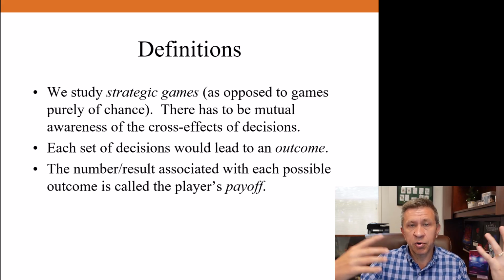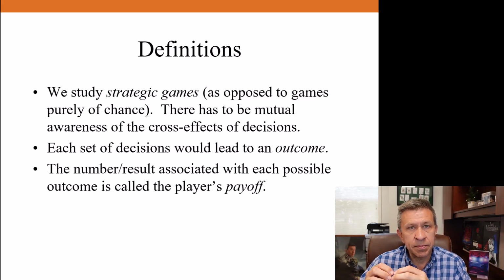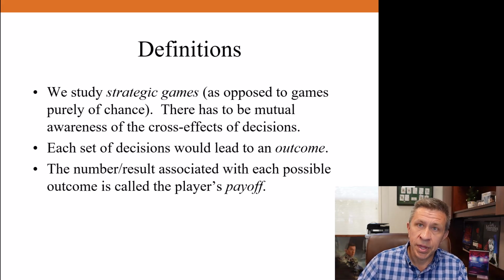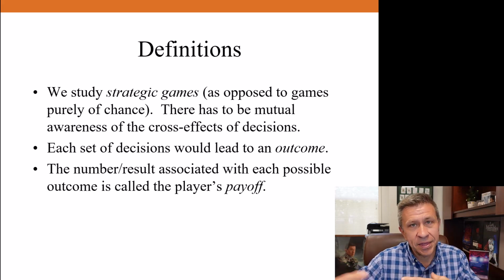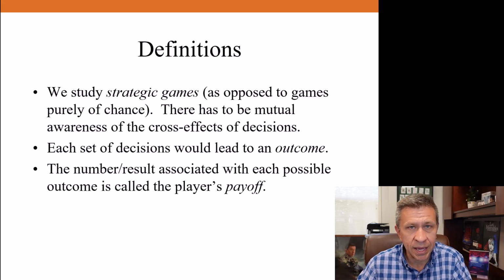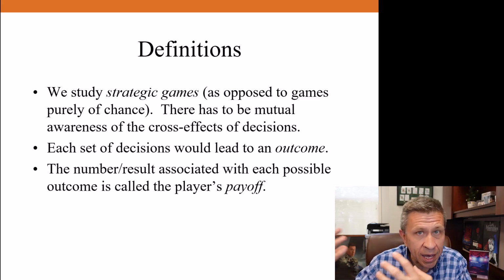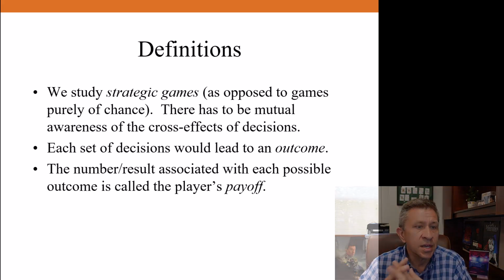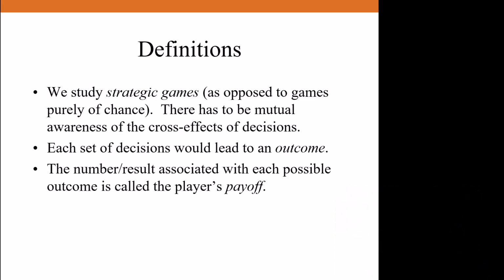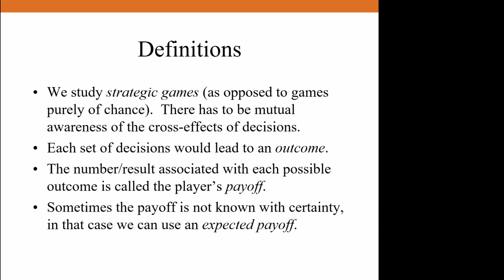So for example, if we're in a football game, an outcome might be that the offense threw a screen pass to the right and the defense blitzed. Okay, well that happens. What's the payoff then? The payoffs would likely be the result of the play. Were there yards gained? Were there yards lost? Was it a touchdown? I mean, what exactly happened? That's the payoff of the particular play.